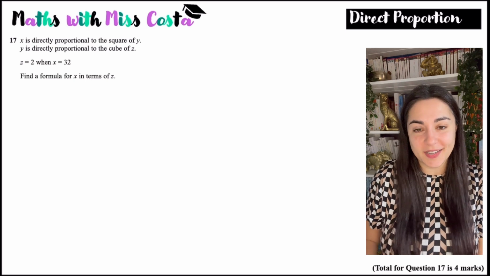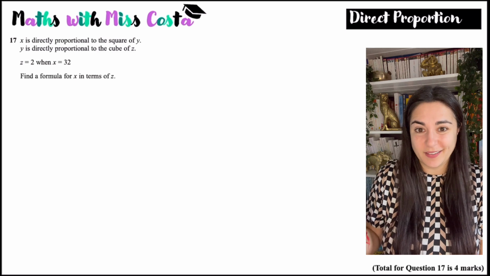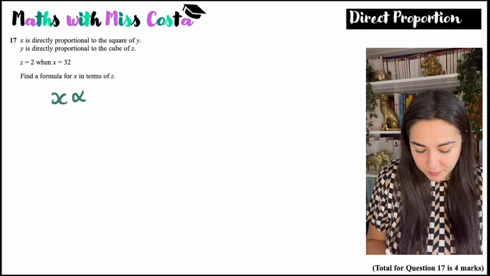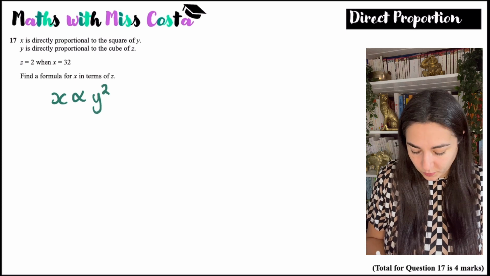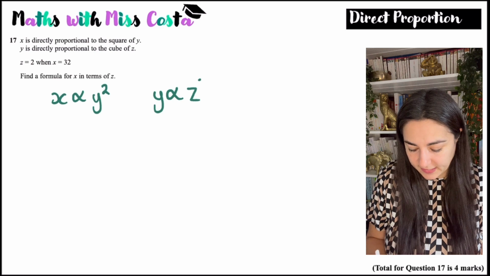Okay, so here we've got a statement, a proportionality question. So what we can do is start off by just writing our statements of proportionality. So x is directly proportional to the square of y, so y squared, and y is directly proportional to the cube of z, so z cubed.